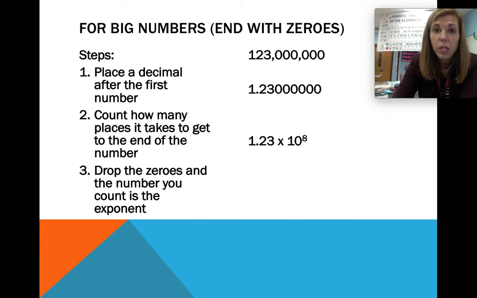So when you have a really large number, you want to place the decimal after the first number and then count how many places that you move to the end of that number. So for example, if we move our decimal here after the ones place and count back 1, 2, 3, 4, 5, 6, 7, 8, that took us to the end of the number, so that becomes 1.23 times 10 to the 8th.